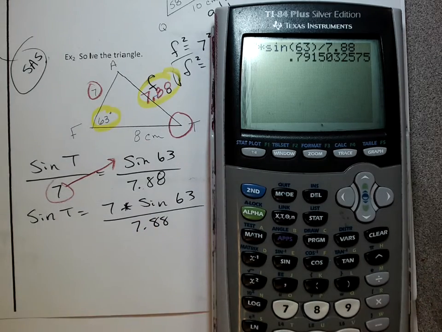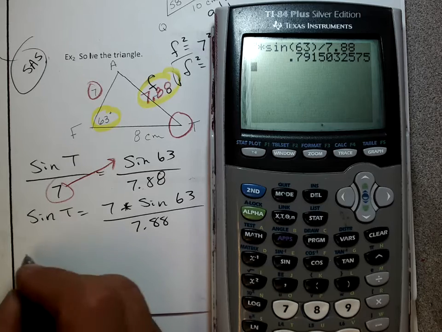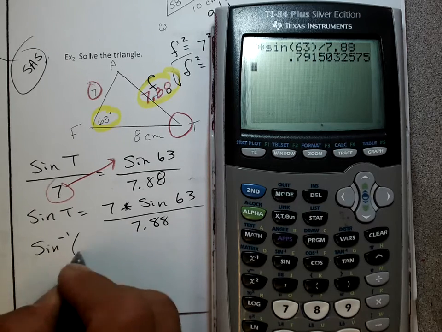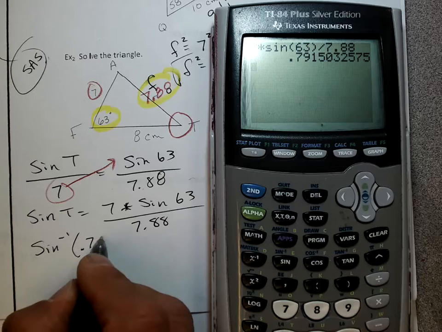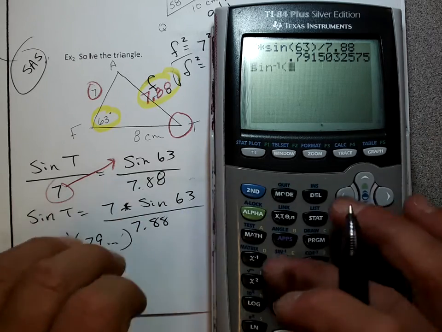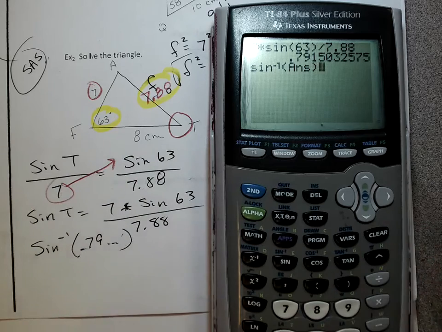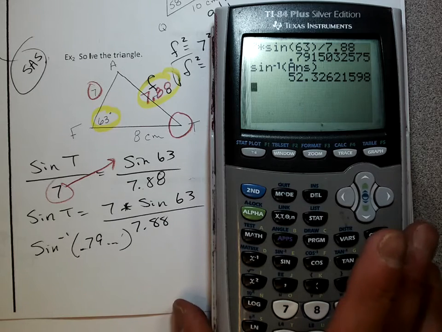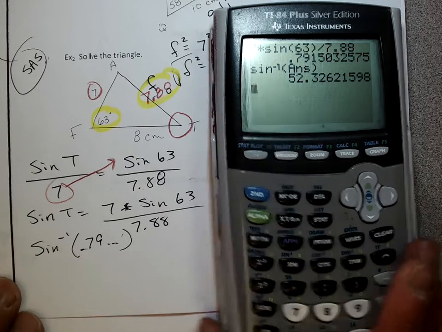And I get a decimal because I need to sine inverse that, right? I'm going to make sure I sine inverse that. 0.79, blah, blah, blah. So I like to use the answer button. So I go sine inverse, and I like the answer button because then I don't have to type that decimal anymore, right? And I get 52.3. Does that make sense? That's an angle, right? Yeah, it does. It makes sense to me.